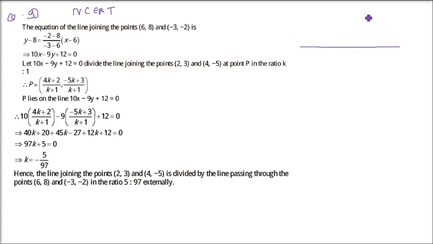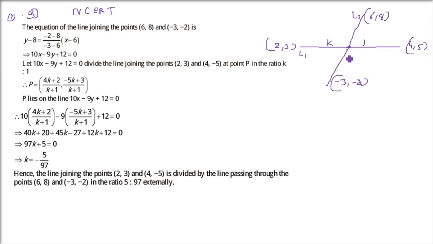So the scenario here is there is one line whose points are given, and another line whose points are given. The first line is (2, 3) and (4, -5). There is another line which is (6, 8) and (-3, -2). Now this line is cutting or intersecting the original, let us say L1 and L2. So L2 is cutting L1 in some ratio. Let us assume k is to 1. So we'll find out this point, and then we will put this in the L2 equation.